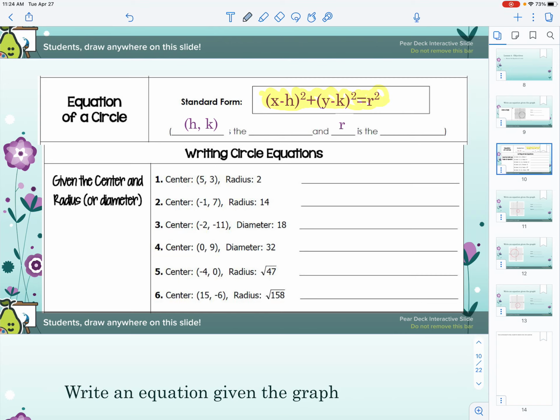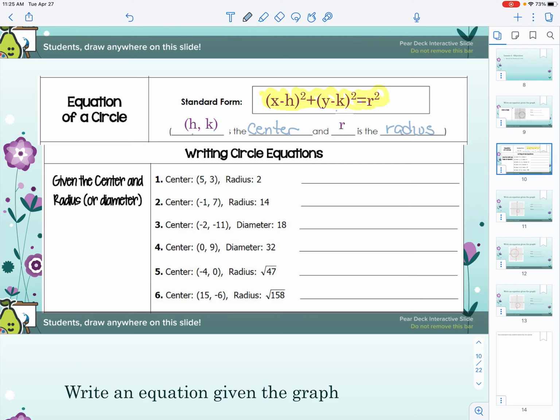So recall from when we did polynomials that HK is going to be our center. Notice also that HK is the opposite of what we see inside the parenthesis. So we'll have a negative H and negative K, but then our center is actually positive H, positive K. And R is the radius. So from this form, we can write the equation of the circle if we're given certain information.